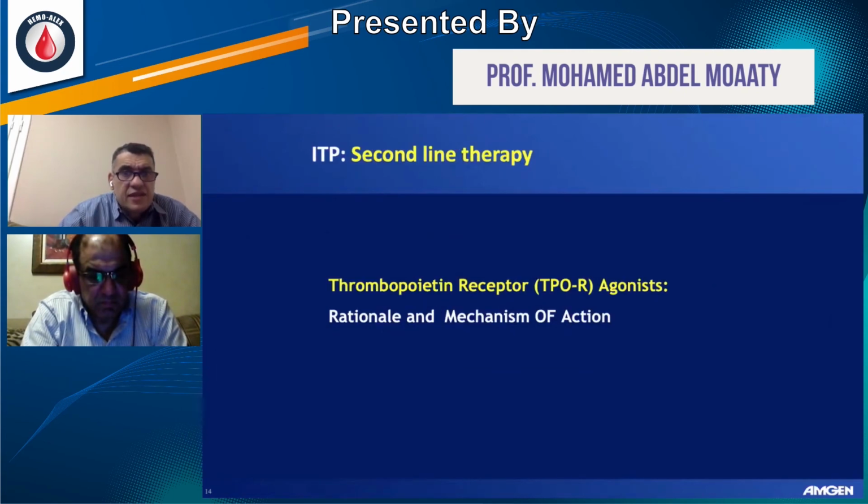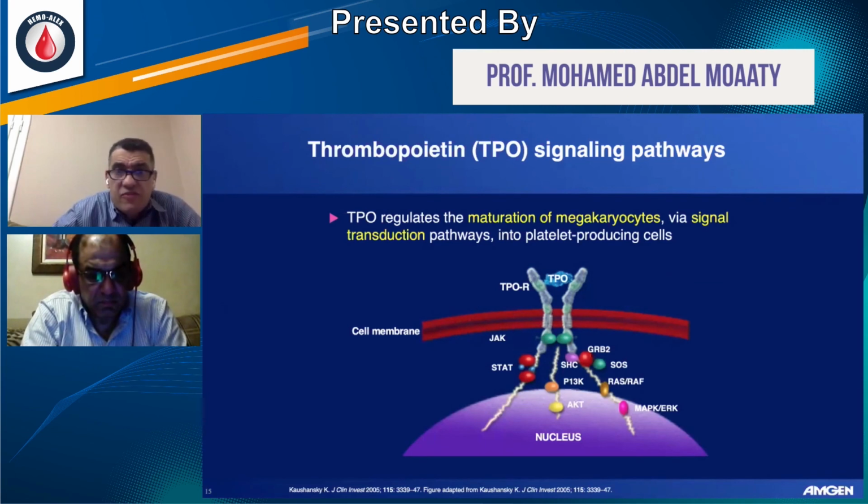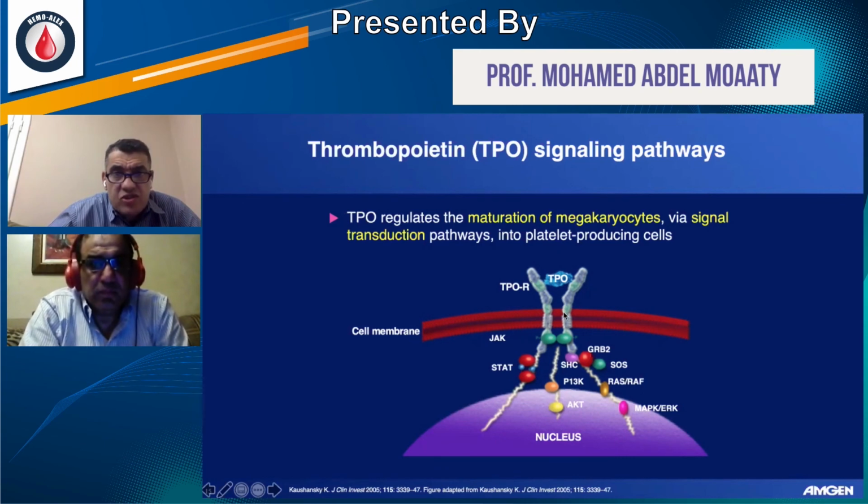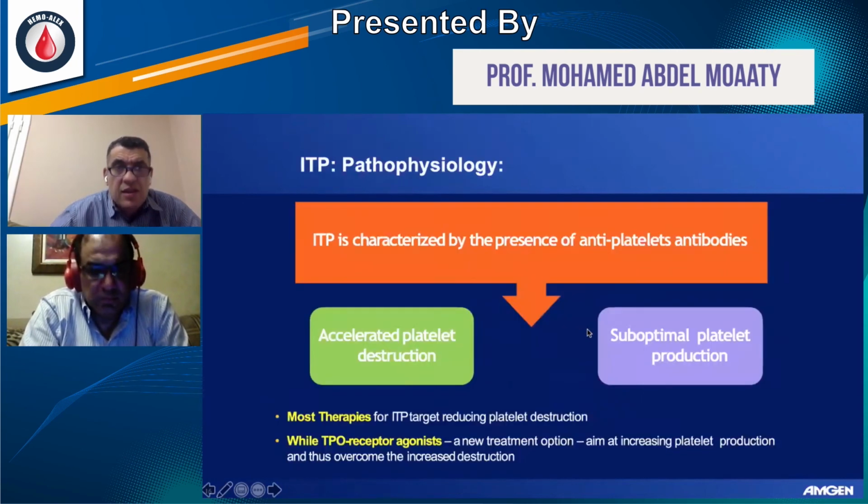in very selected cases. What about the TPO agonist? TPO regulates the maturation of megakaryocytes and, through signal transduction pathways, into platelet-producing cells. ITP is thought to be a mixture of the presence of anti-platelet antibodies leading to accelerated platelet destruction, and also suboptimal platelet production. Most therapies for ITP target the platelet destruction, while TPO receptor agonist is a new treatment option aimed at increasing platelet production and thus overcoming the increased destruction.